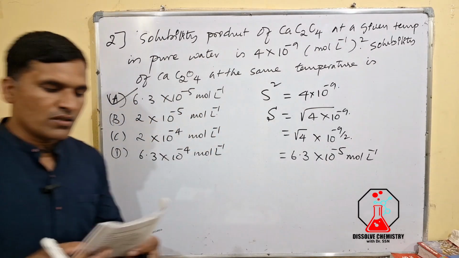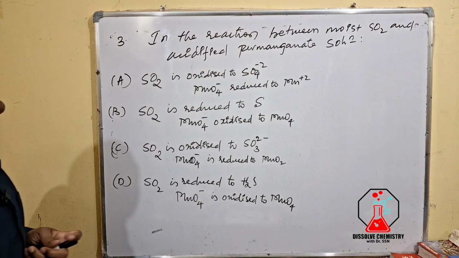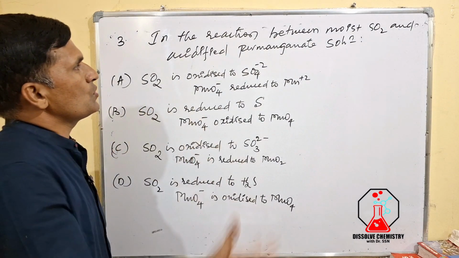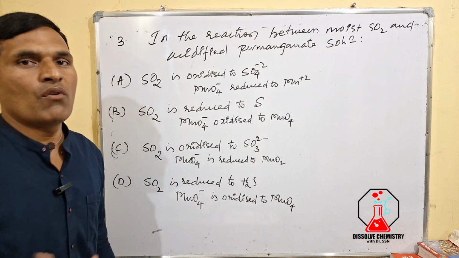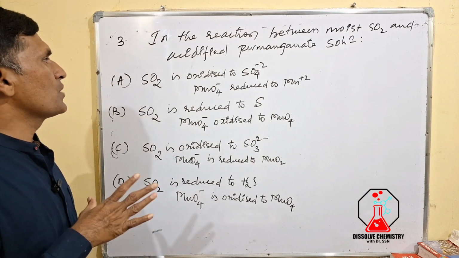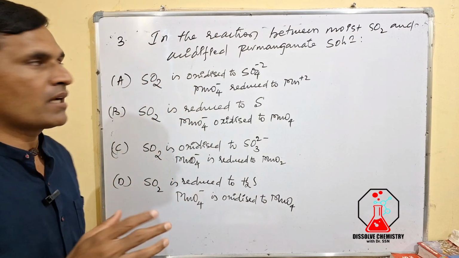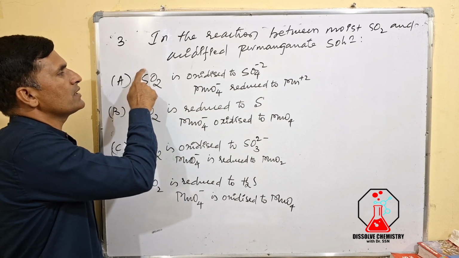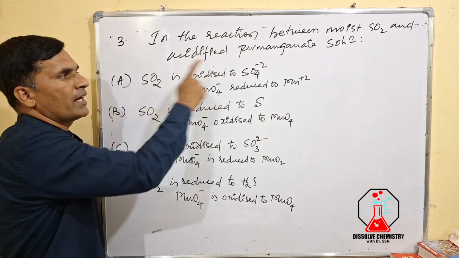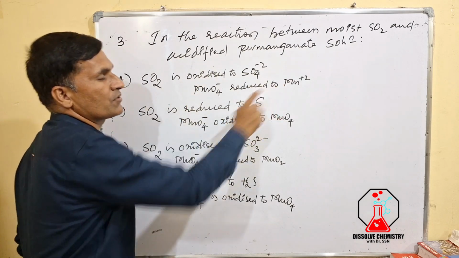Okay, so let us move on to the next question, that is the third question. The third question is: the reaction between moist SO2 and acidified permanganate solution gives what? Here you should look into the options that are being given, only on that basis can we make it out. In SO2, the oxidation state of sulfur is plus 4, and here it is plus 6. Here Mn is plus 7, and here it is plus 2.